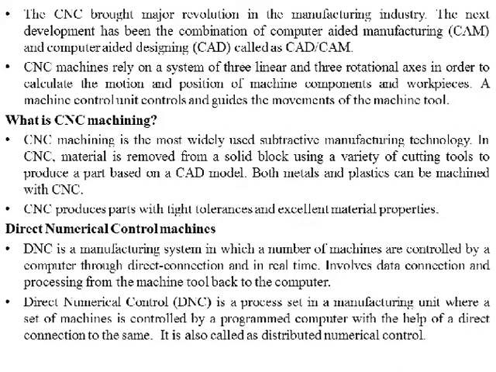So there is an exchange of information from the machine tool to the computer. Direct numerical control is a process that is set in a manufacturing unit where a set of machines are controlled by a programmed computer with the help of a direct connection to it. It is also known as distributed numerical control. So direct numerical control machines are also known as distributed numerical control machines.